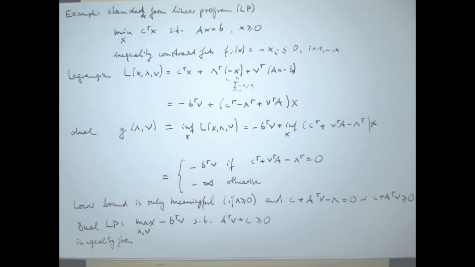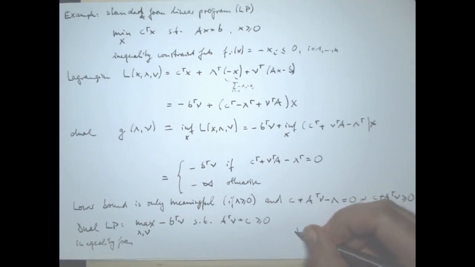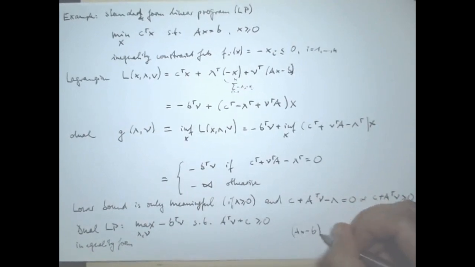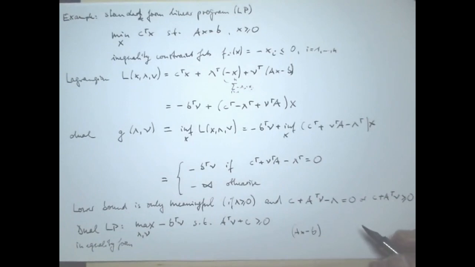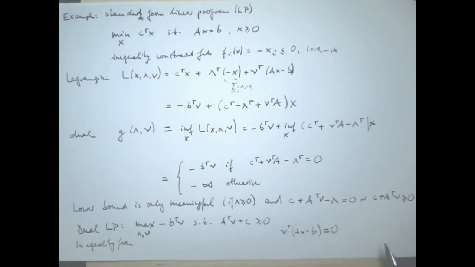So what we find is that in this particular example here, Ax minus b, and now its Lagrange multipliers are the nus. So nu transpose times that should be 0. And if we have found nu, so the dual solution, then we could now via this equation solve for x, the primal.